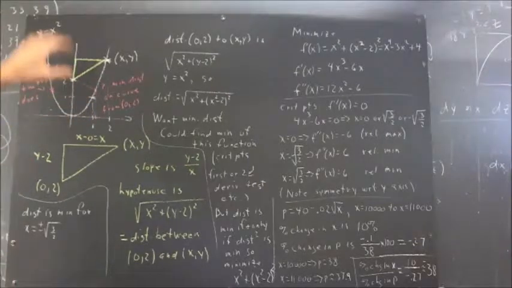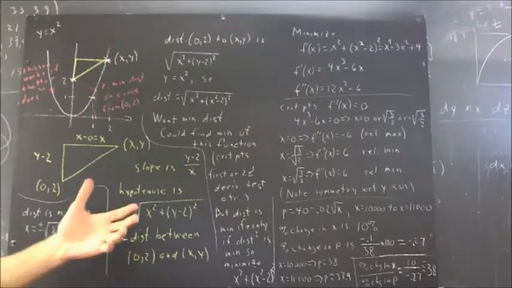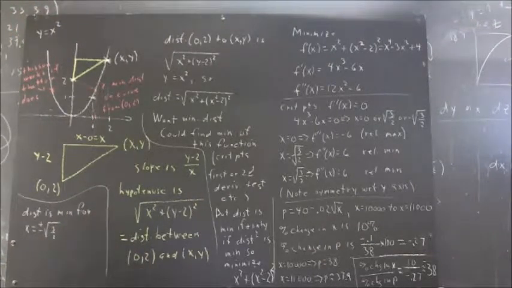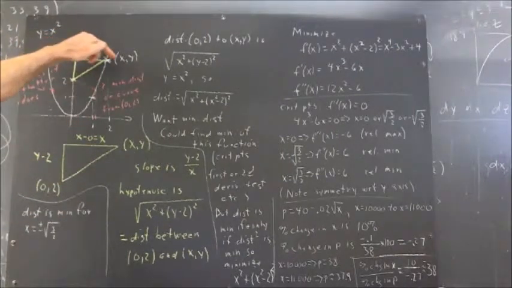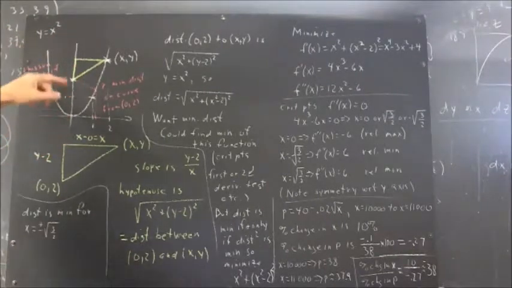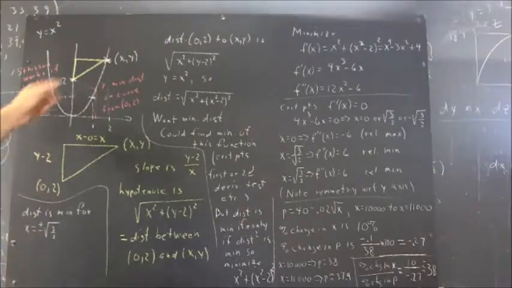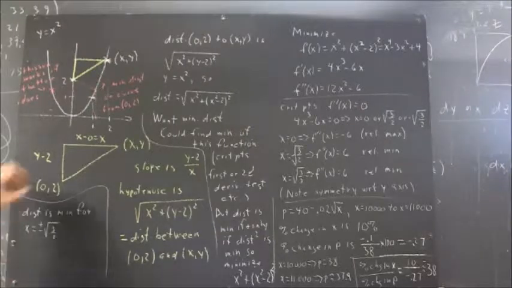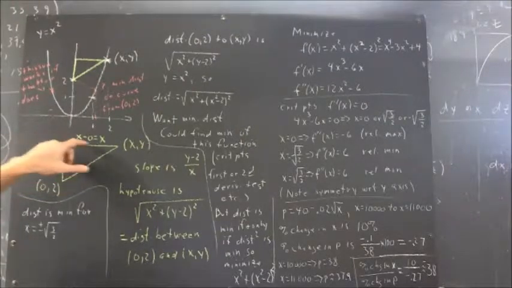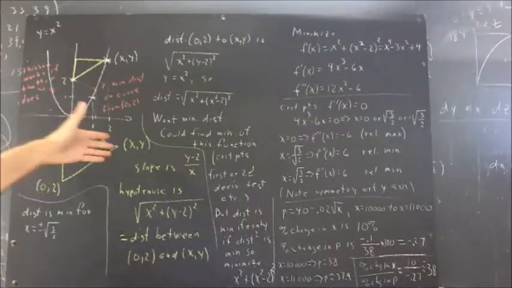Okay, so now to set the problem up, to figure out the minimum distance, we have to have a mathematical expression to minimize. So what we want to do is take a point x,y on this graph, and figure out the distance from 0,2 to the point x,y. It's a good place to start. So we draw our fundamental triangle. Our fundamental triangle has legs y minus 2 and x minus 0.